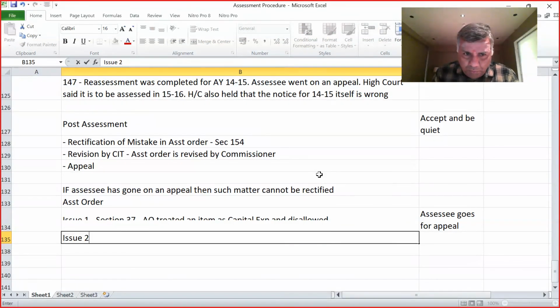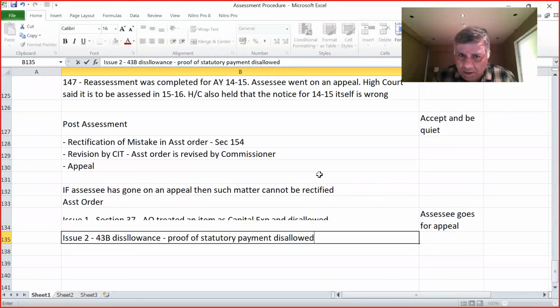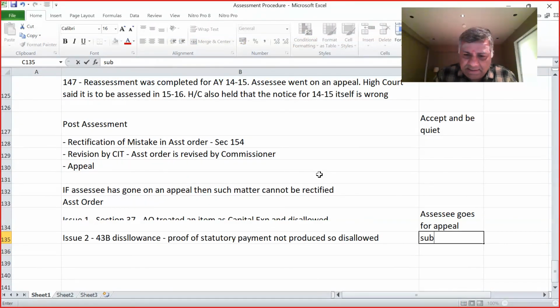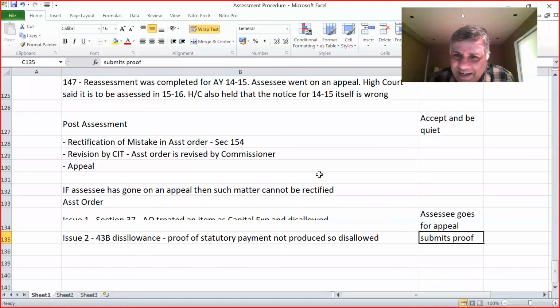Issue 2: 43B disallowance. Proof of statutory payment was not produced, so it was disallowed. The assessee now submits proof and says to the assessing officer, rectify this mistake.